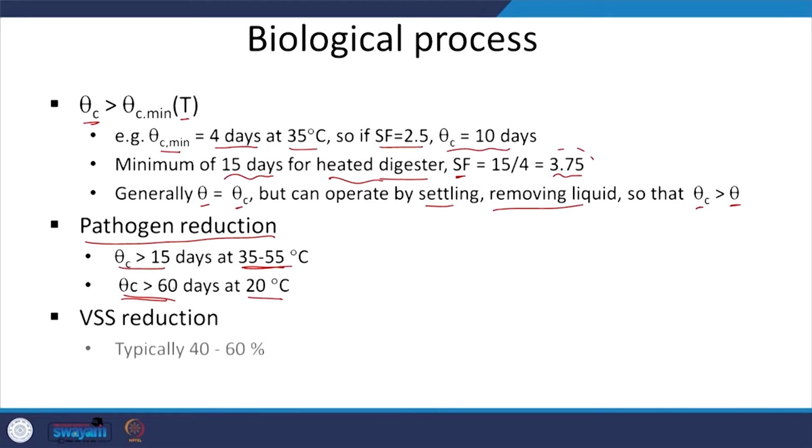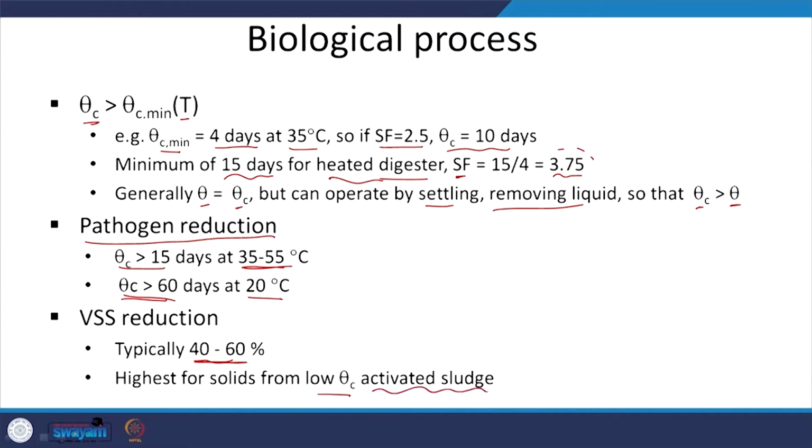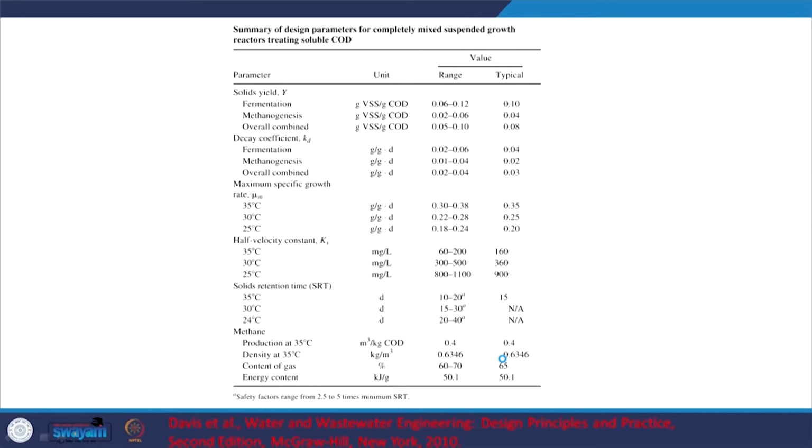Volatile suspended solids reduction is typically relatively high enough, 40 to 60 percent let us say, right, and it is highest for solids with low theta C, like activated sludge. Okay, some of these variables we have seen in the context of aerobic treatment too, when we were looking at activated sludge and such in wastewater.